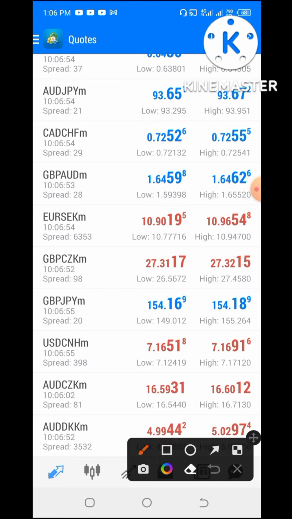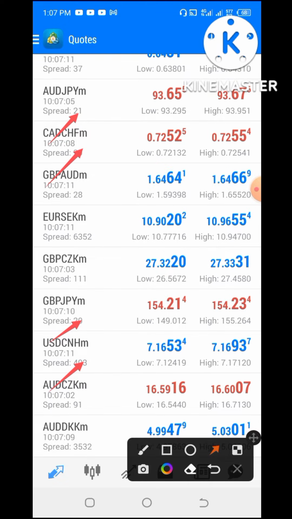Now let's go to something very important. We call it the spread. Now, if you look at these figures here, that are always also changing, here we have 20, here we have 21. We call it the spread. What does the spread mean? Let me explain. A spread is just like the charge of every transaction. They charge you on every transaction.